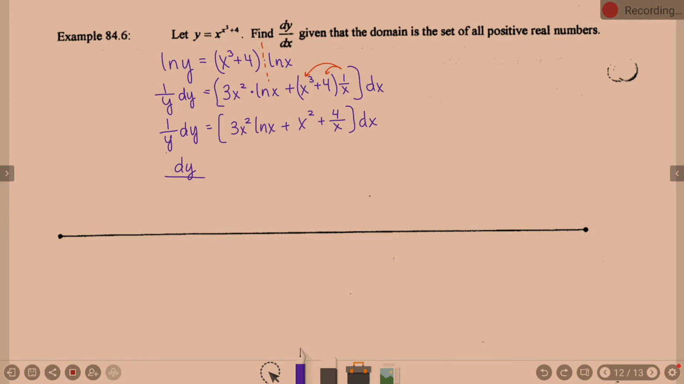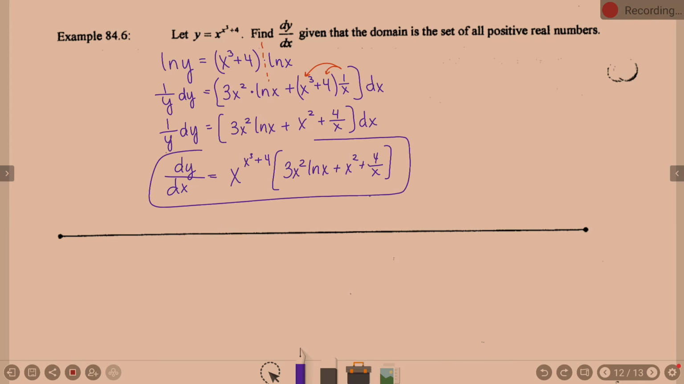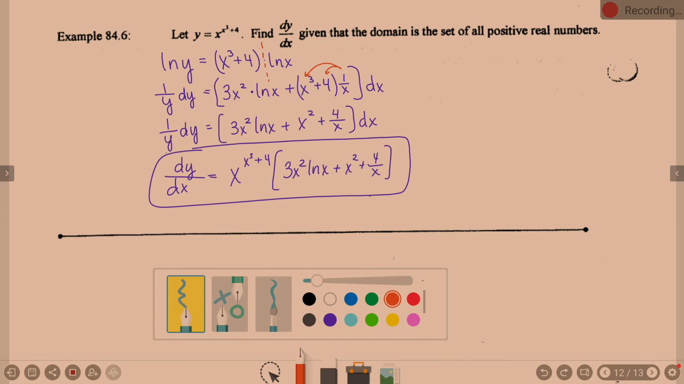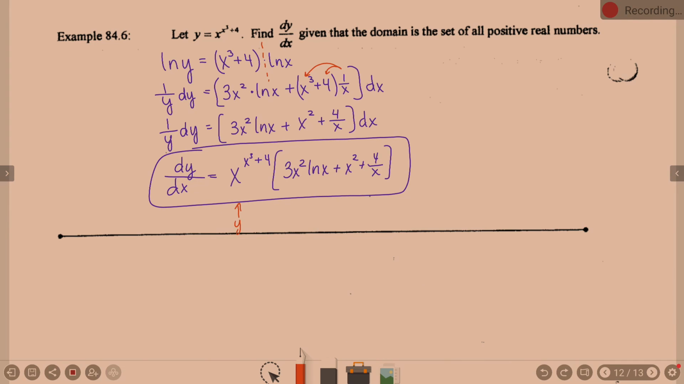Keep the dy. Divide dx over to the left. If it's 1 divided by y, we're going to multiply by y. If I go ahead and put y in, it's x to the x cubed plus 4 times 3x squared ln x plus x squared plus 4 over x. And you're good. And again, just reminding you, this piece right here was, since it was 1 divided by y, we multiplied by y there.